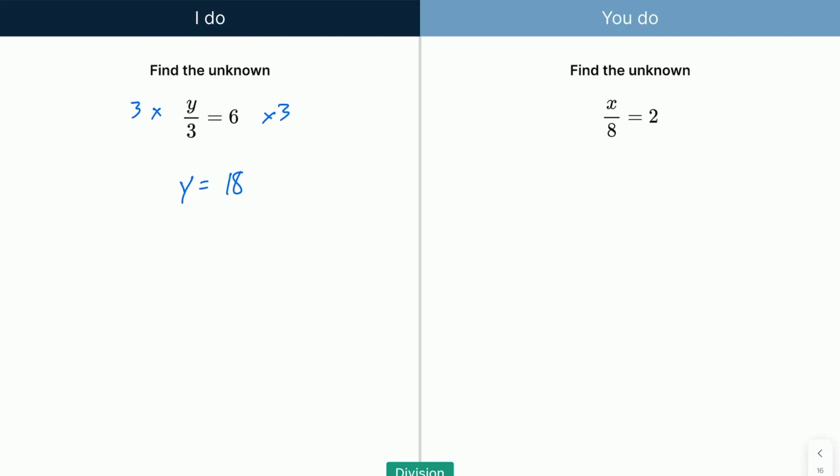So again, on the right, we're going to get rid of the 8. So currently the 8 is being divided, so we're going to times each side by 8. So we have x is equal to 16.